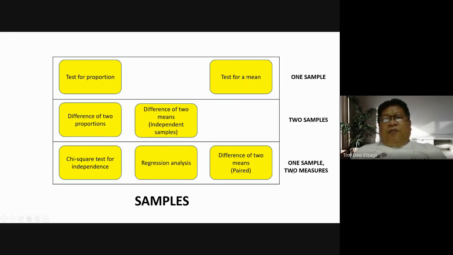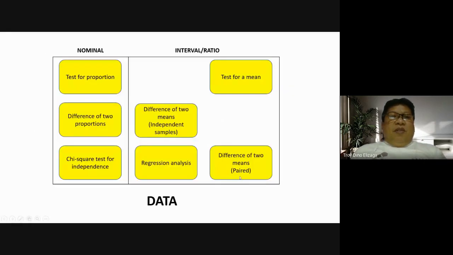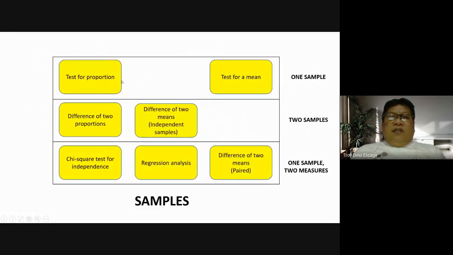So take note of the way that the statistical tests are arranged. For example, if your data is nominal, you have these three here. If it is nominal and the sample is only one, therefore the choice would only be the test for proportion.